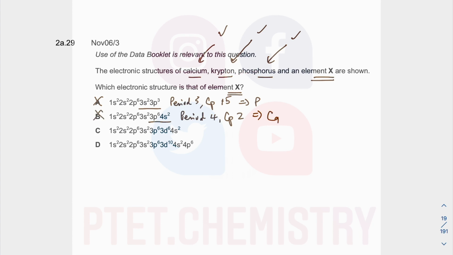Krypton should be nice and easy. It's a noble gas. Okay, so it's got a completely filled outer shell configuration. I hope you can see that this is completely filled. That is your krypton, and that is period 4. So find your period 4. At the very end, you should see krypton there. So that is your electronic configuration for krypton. I already identified the 3 elements there, which means element X must be C. Alright? I probably shouldn't put a cross. That would imply that it's wrong. Okay?